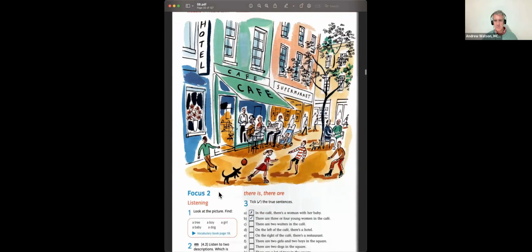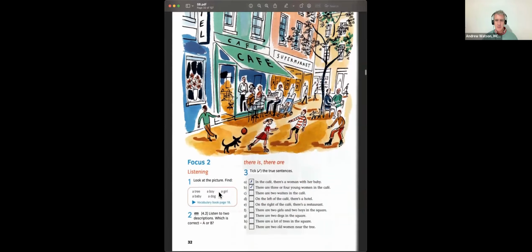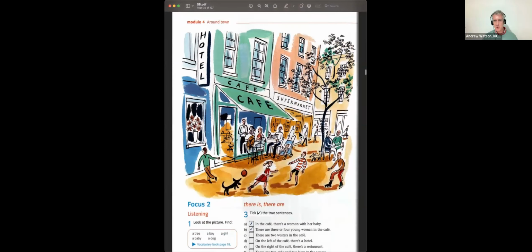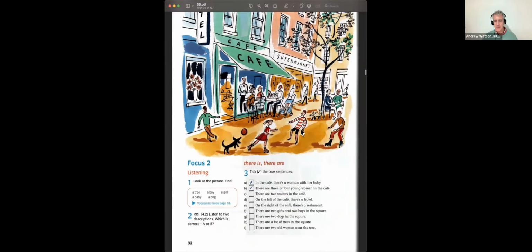It's right next door. Okay, well, it's going to help that they've encountered some of this vocabulary already, like cafe, restaurant. So you wouldn't have to spend too much time on the vocabulary. Remember, vocabulary is not the main focus of your lesson. The main focus is there is and there are. All right, so don't get too distracted by that.